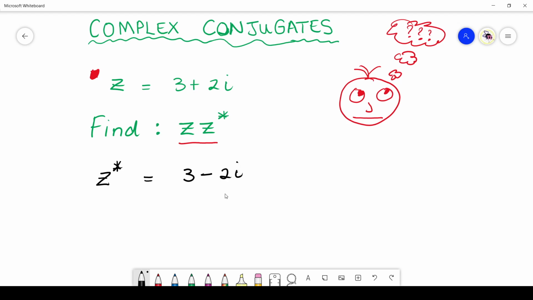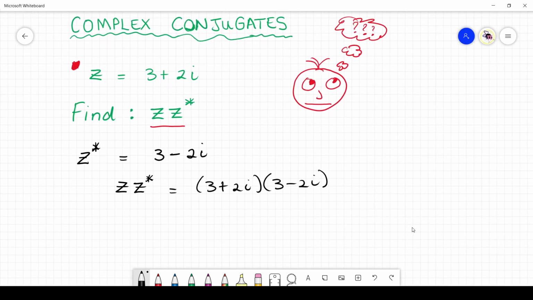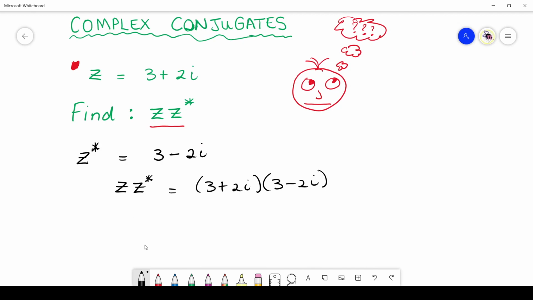So now that we have what both complex numbers look like, let's see what multiplication will do. z is 3 plus 2i, and z asterisk is 3 minus 2i. Now it looks like a typical FOIL method expansion of brackets, so let's go ahead and do this. I'm going to change color here, things are starting to get boring in black. Okay, so here we go.